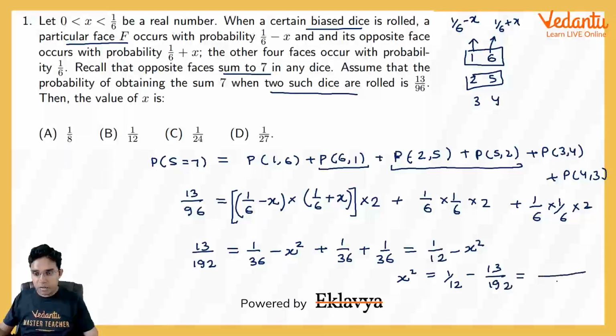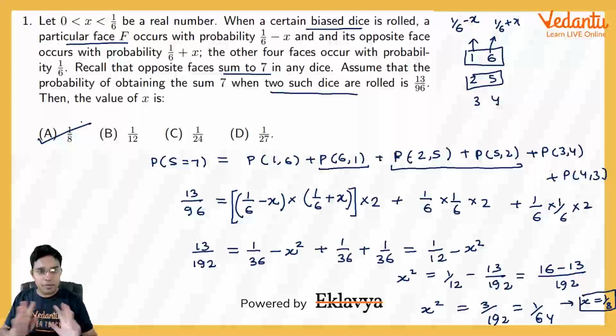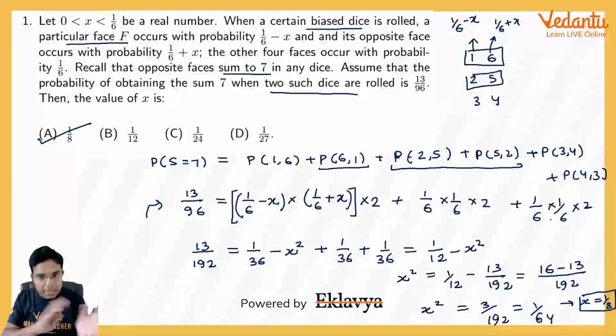We can take 192 as the LCM. So 12 ones are 12 and then 6 here minus 13. So this x square comes out to be 3 upon 192, which is 1 upon 64. So this x will be equal to 1 upon 8, and that is the answer for this question, that is A. This question I think was not difficult at all. Under exam pressure you might make some error in this calculation, otherwise the question is easy. You can call this an average type question from all angles, like calculation and thinking how to do it. So average question, I will say, for this question.